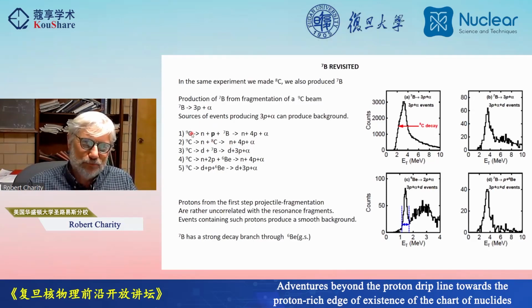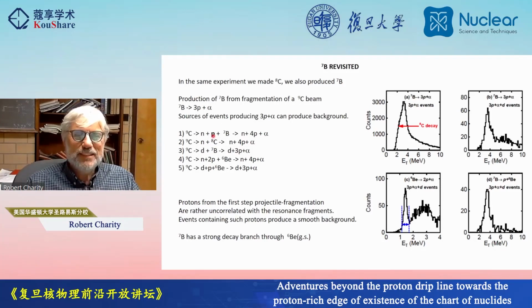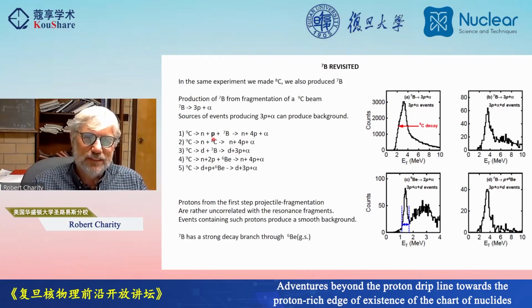We can also have projectile fragmentation reactions where you, say, knock out a neutron and a proton, leaving you in a boron-7 resonance. That will decay and also leave you with the same channel. Most of the time, the proton from the first step, the projectile fragmentation step, gets emitted at larger angles than where our detectors are. So most of the time we miss it, and we detect the 3-proton plus alpha event, which comes basically from the decay of boron-7. However, there's some probability that we'll detect this proton and not detect one of the protons from boron-7 decay, and that would also give us a 3-proton plus alpha event, and give us some background underneath the boron-7 peak.